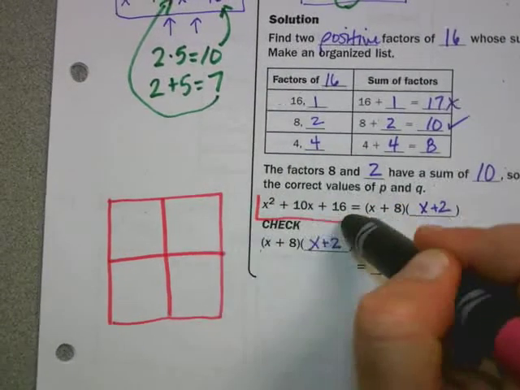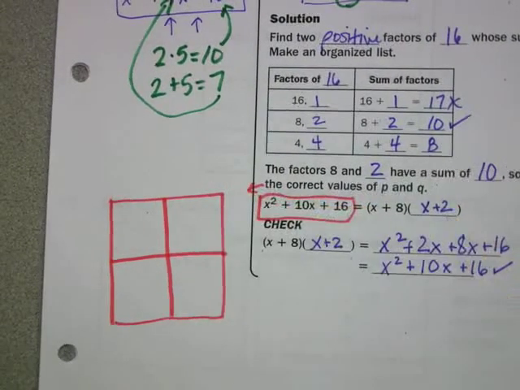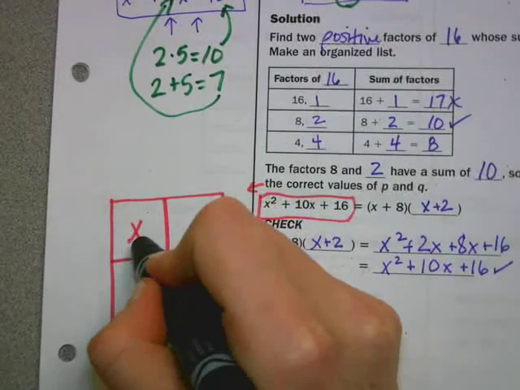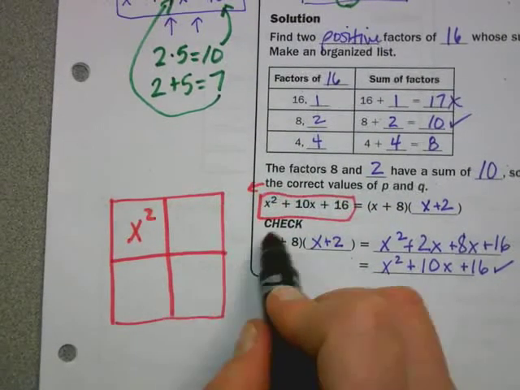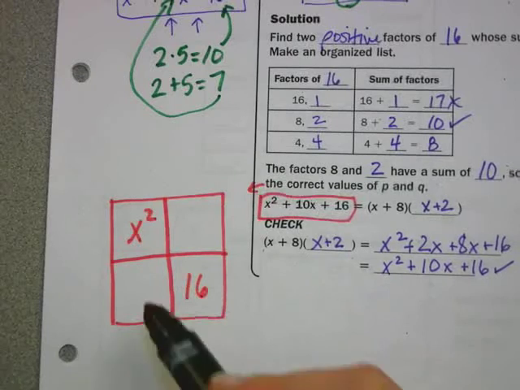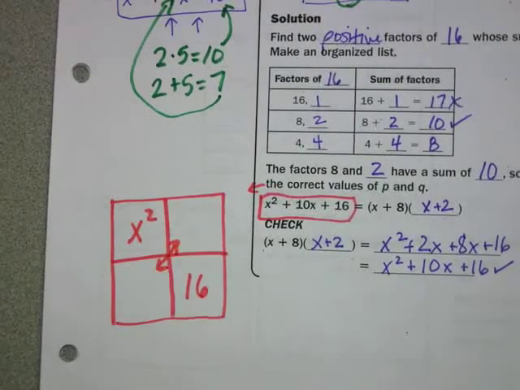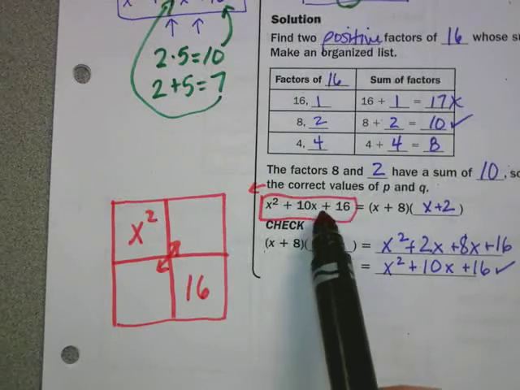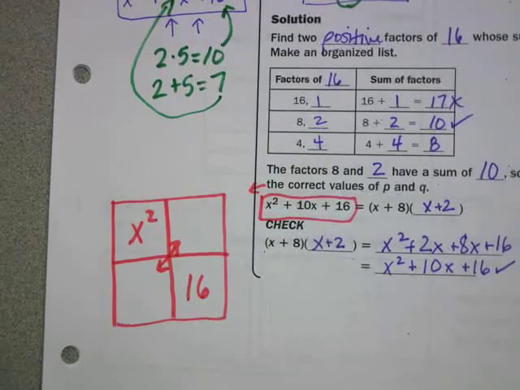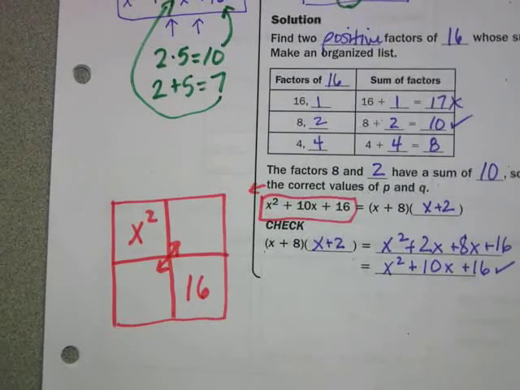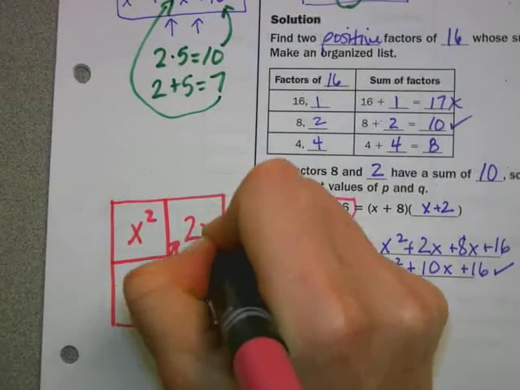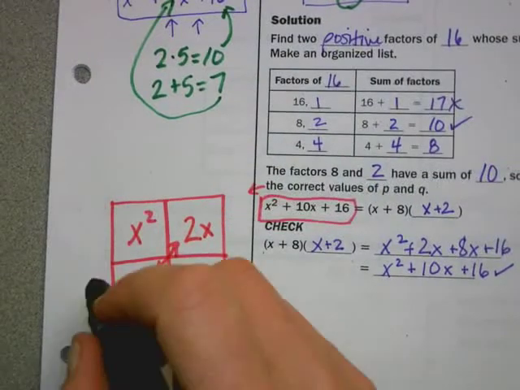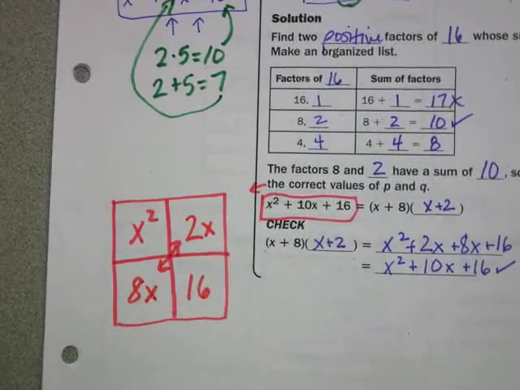We're going to just take this original problem and plug it into our 4-square. The first term always goes in the top left corner, and the last term always goes in the bottom right. And then these two terms are those magic numbers that multiply to 16 and add to 10x. So, if I wanted to do that, I would say 8 and 2. But they have to get added together to equal 10x, so they have to have the x's on there. 2x and 8x. Those are my magic numbers.